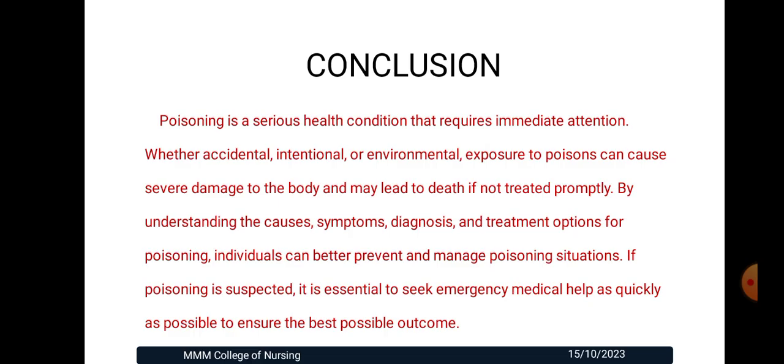Conclusion. Poisoning is a serious health condition that requires immediate attention. Whether accidental, intentional, or environmental, exposure to poison can cause severe damage to the body and may lead to death if not treated promptly. By understanding the causes, symptoms, diagnosis, and treatment options for poisoning, individuals can better prevent and manage poisoning situations. If poisoning is suspected, it is essential to seek emergency medical help as quickly as possible to ensure the best possible outcomes.